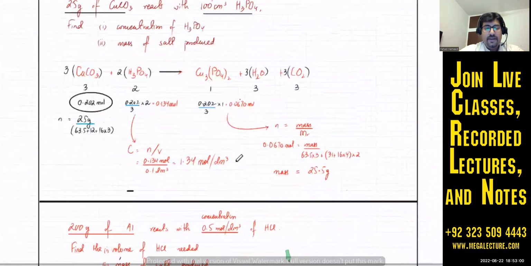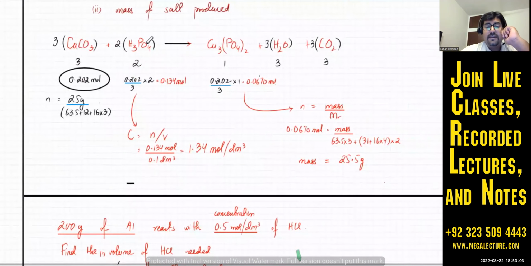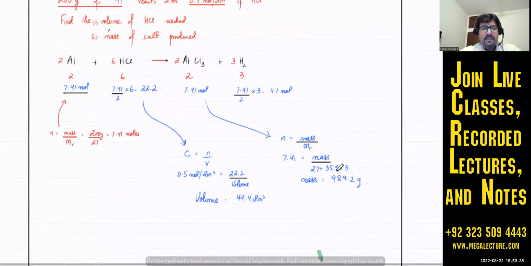So once you have the moles, he was asking for the concentration of phosphoric acid. The concentration formula we did was moles over volume. So we have the moles, and the volume was given in the question. It was 100 cm cube, which was 0.1 dm cube, and we were able to figure out the concentration. Then he asked for the mass. What's the formula for mass? That's moles is equal to mass divided by molar mass. So you had to figure out the mass. You already knew the moles, right? So you just have to multiply it by the molar mass. You'll find the answer. So anyway, most questions are about this.